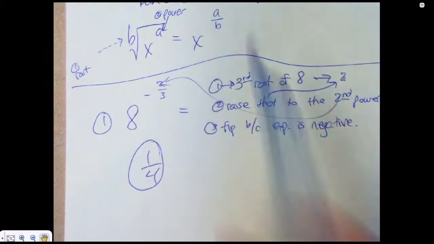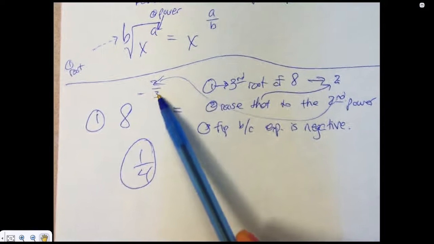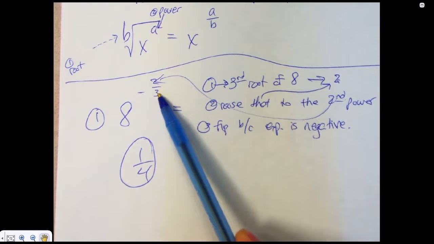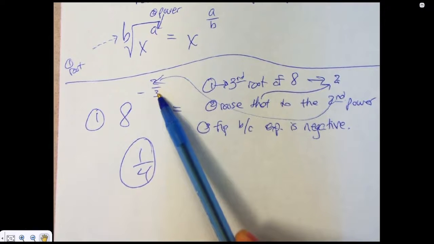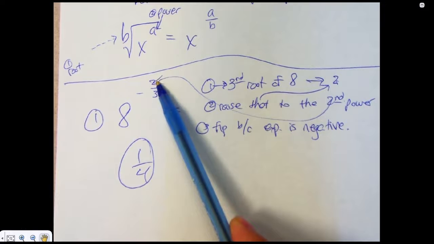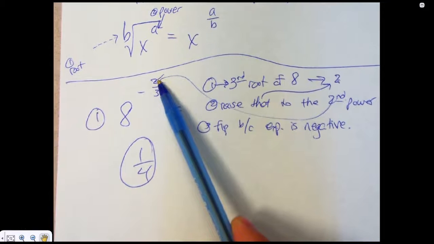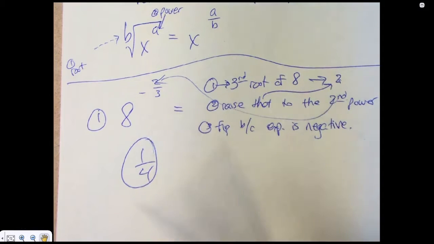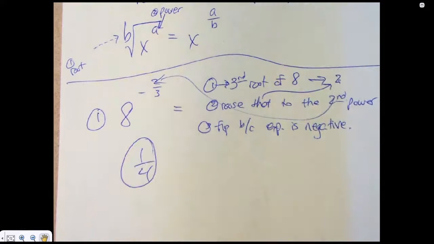If I were to just talk through that, start at the bottom. That tells you to take the root, so you're working backwards. Think backwards in your head. What number cubed gave me 8? That's 2. You take that 2, you raise it to the power on top of the fraction. 2 squared is 4. If it were a positive exponent, you'd be done. If it's negative, you flip over your answer.